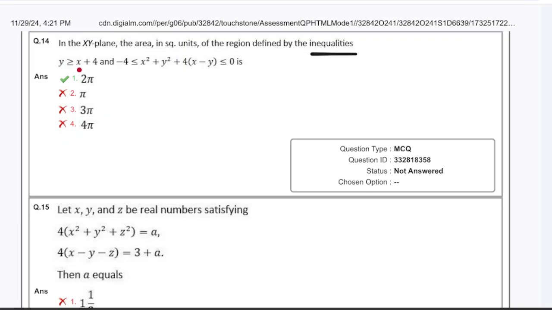That's the first equation which you got. And the second equation you have is x square plus y square plus 4 into x minus y, that is less than or equal to 0 and greater than or equal to minus 4. So actually there are two equations. One is less than or equal to 0. The second one is greater than or equal to minus 4. Let's see how to do this.